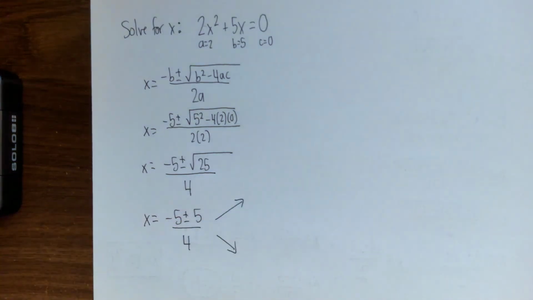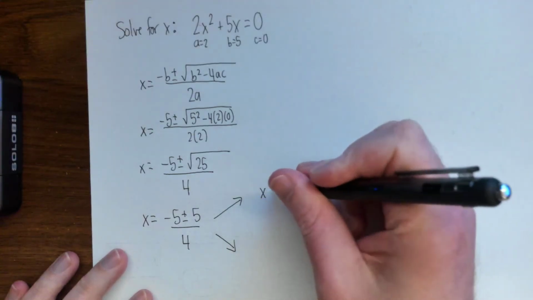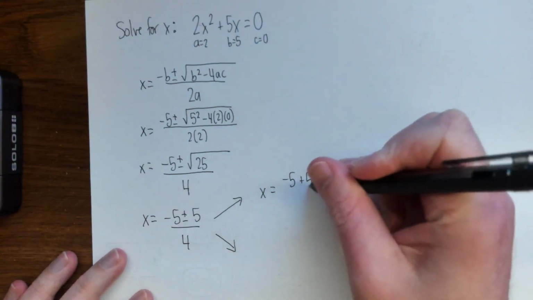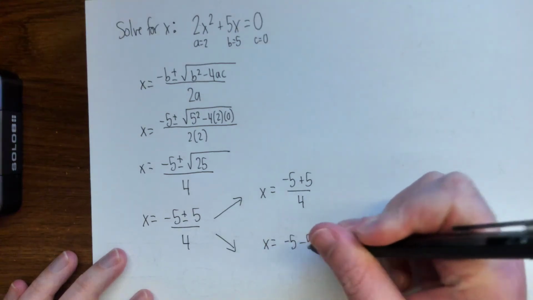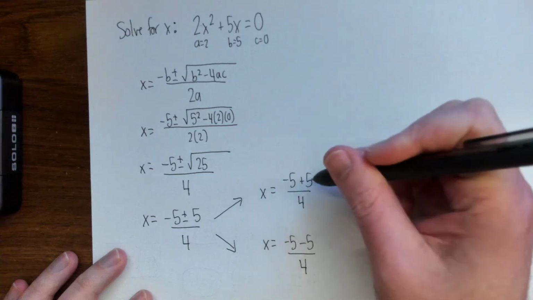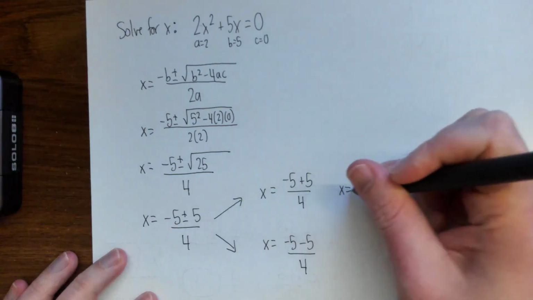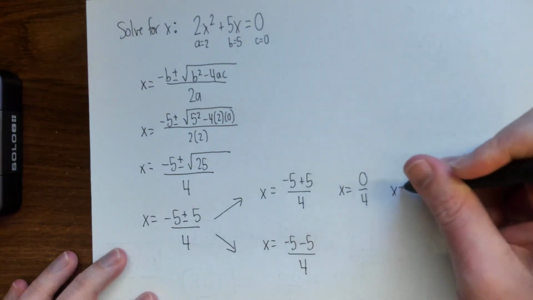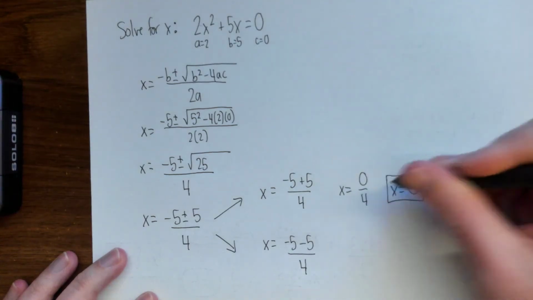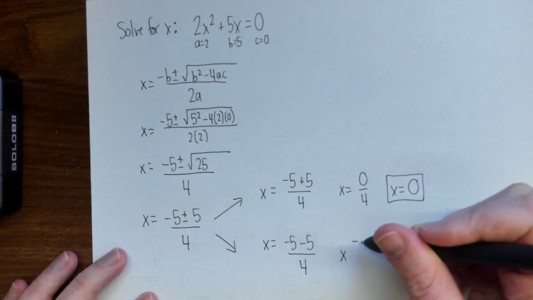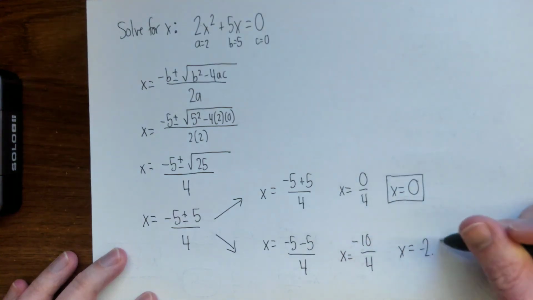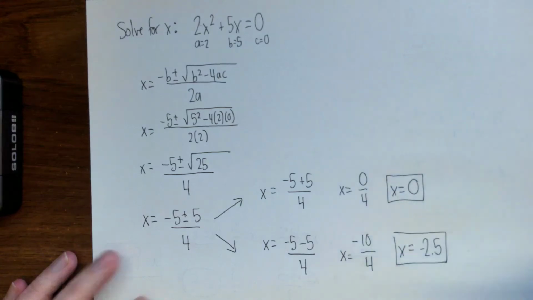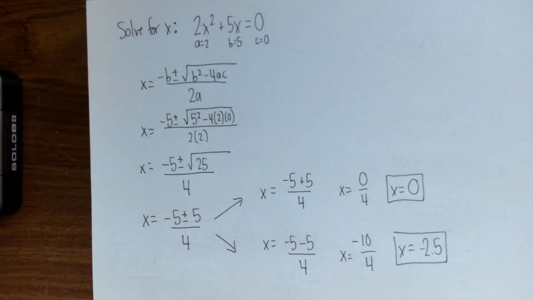This is the part where we have to break it into two possibilities. Maybe it's a plus sign, negative 5 plus 5 over 4. Maybe it's a minus, negative 5 minus 5. So negative 5 plus 5 is 0, so in this case, x is equal to 0. And in this case, it's going to be negative 10 over 4, which is negative 2.5. So this equation has two answers, 0 and negative 2.5.